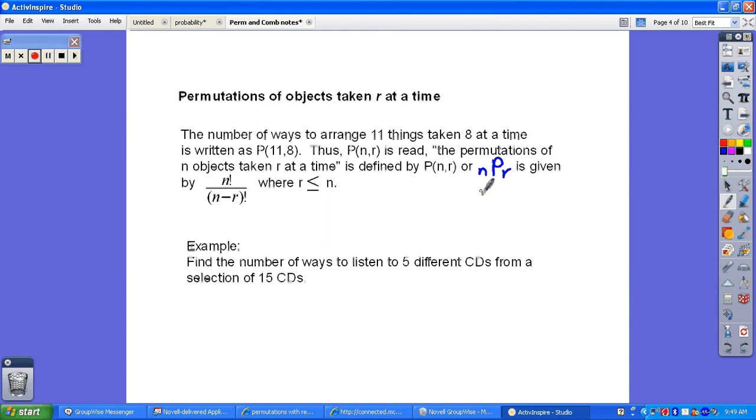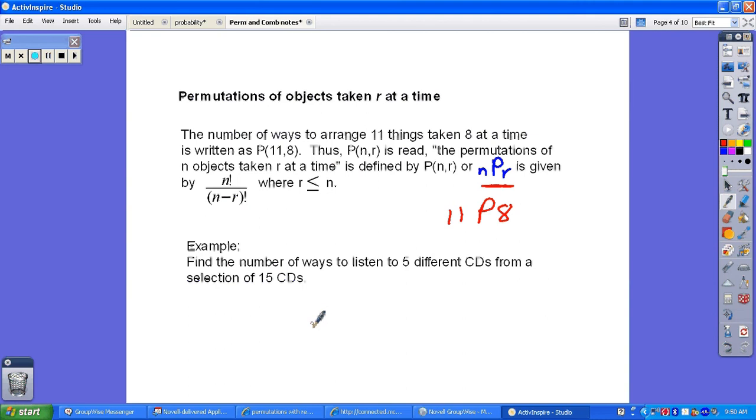Now, one of the things you need to pay attention to, and I'm going to do this one in red, is how it looks on your calculator. The way you would plug this in on your calculator is, this is the formula to do it, but here you would put n, so n would be 11, then hit the P button, and then hit 8, which is r. I'm probably going to show everybody this at the beginning, so you can jump right into it. And keep in mind, r has to be less than or equal to n. n is your number of items, and r is how many you're taking at a time.